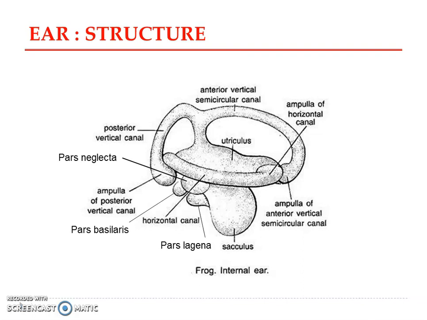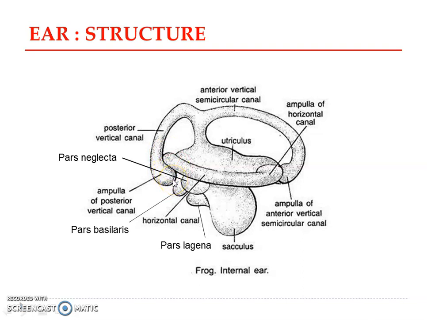Now, the balancing as well as hearing is made possible by the various parts of the internal ear. Each of the semicircular canals has one end swollen, which forms the ampulla. So this is the anterior vertical semicircular canal, and this is the ampulla of that. Here is the ampulla of the horizontal canal, and this is the ampulla of the posterior vertical semicircular canal.